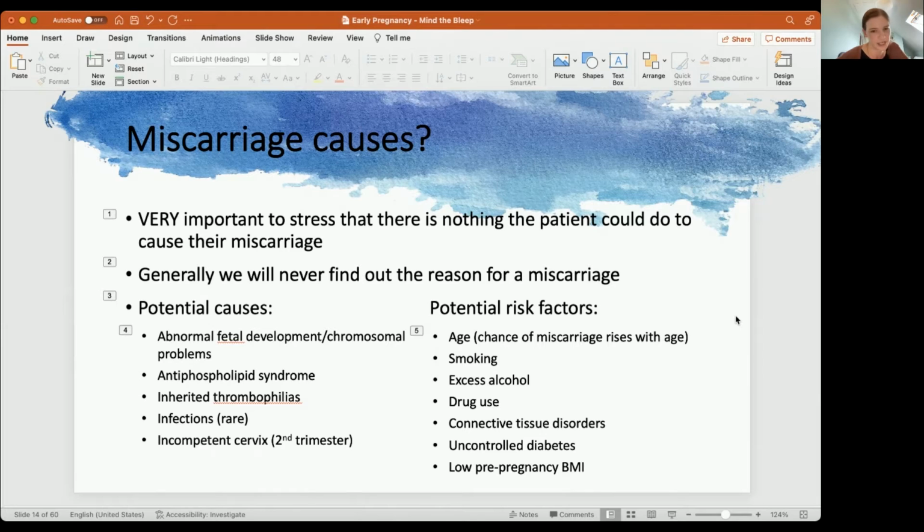Fine. Someone asked in the chat, sorry, just before we move on, what is the death of a baby after 24 weeks? So that would be a stillbirth or an intrauterine death, depending on exactly how you want to word it.